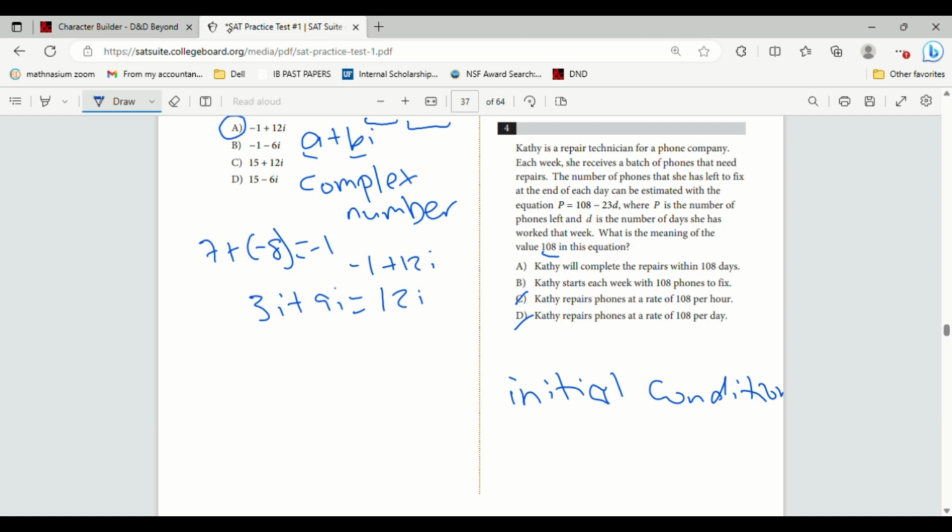And then since P is the number of phones left and D is the number of days that she has worked that week, if she has worked 0 days, D equals 0, that means that P equals 108 minus 0, or just 108, which means that she has not worked any days, and so that's the number of phones that she starts out with each week, or her initial condition. So that means that 4 is B.